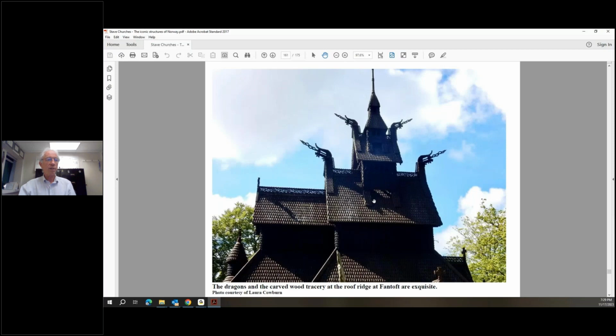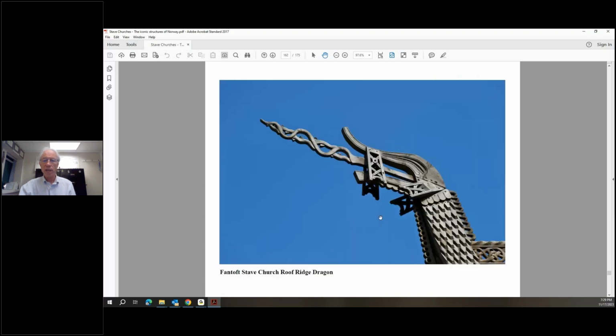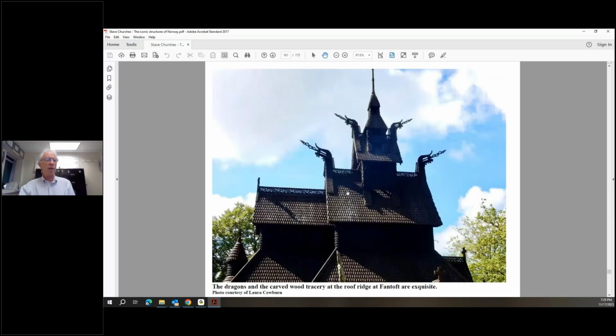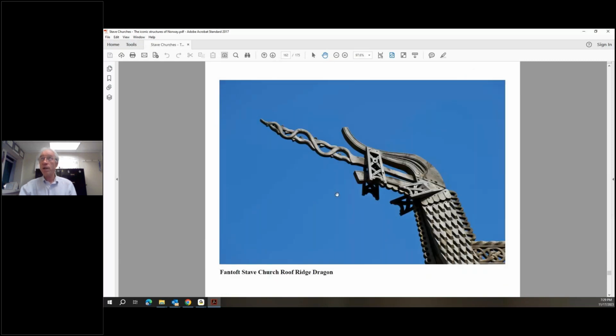That's Borgund. This is Fantoft, also known as Fortun Stave Church, and you can see the tracery on that decorative ridge beam as well. This is a more detailed view. Fantoft was a church that was a victim of arson, and so it was rebuilt in the 1990s. So this is a much newer element. They built it based off of the old building.